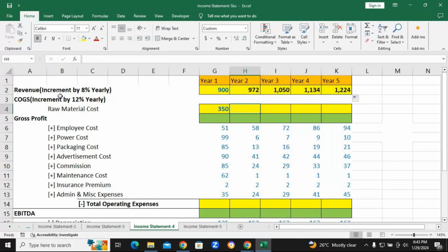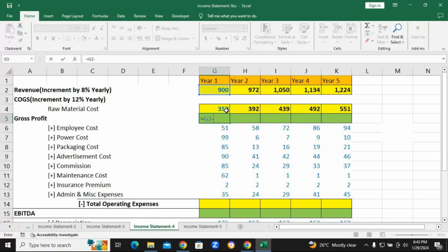The same way I calculate COGS: equals 350 into 12% increment plus the previous year COGS. Enter, and drag it towards my right. Now I need to calculate the gross profit, that is year 1 revenue minus COGS, equals 900 minus 350. Enter and drag it towards the right.